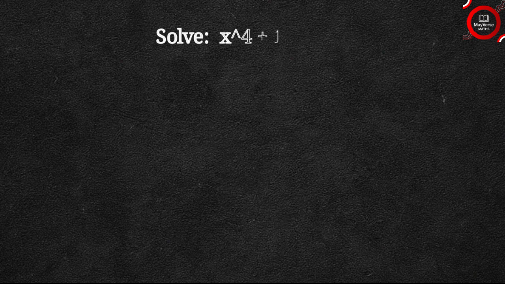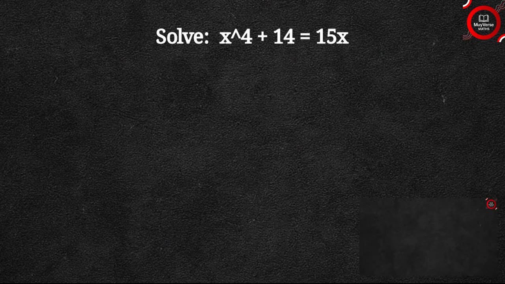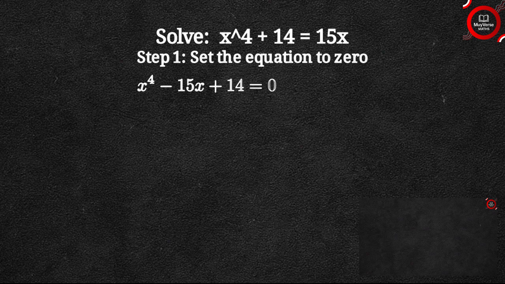Let's solve the equation x to the 4th plus 14 equals 15x. We will work step by step and keep everything clear and logical. Step 1. Move everything to one side, so the equation is set equal to 0. We subtract 15x from both sides.